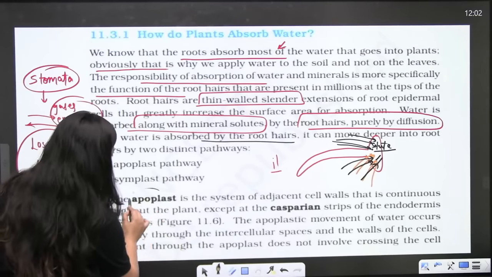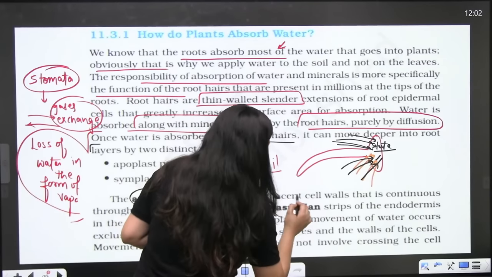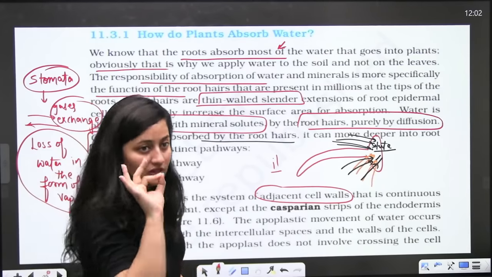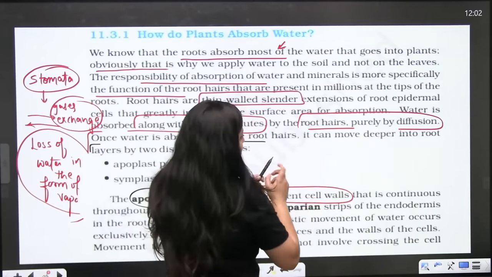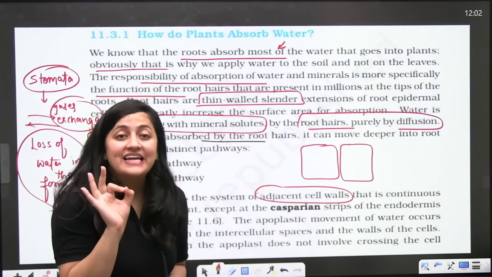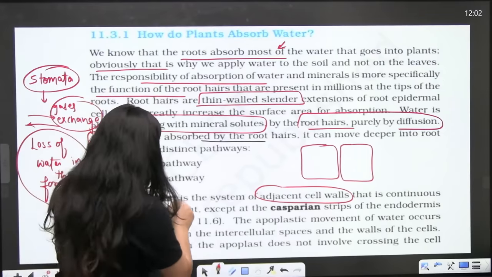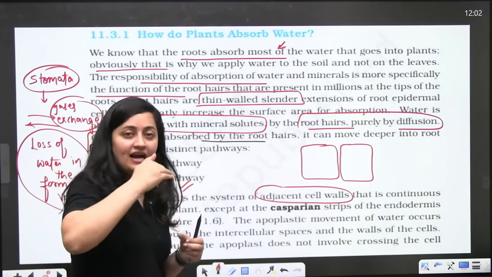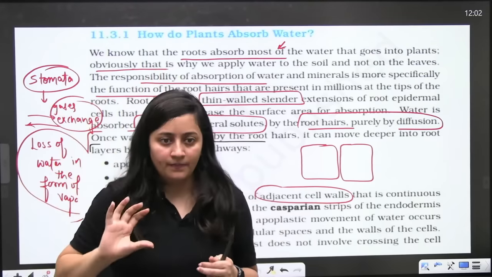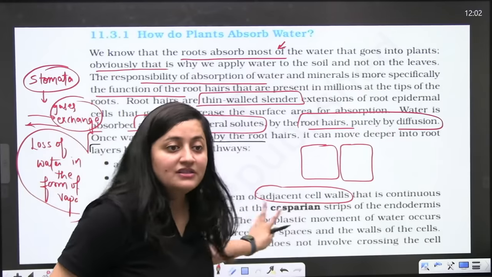When you talk about the apoplast, what is going to happen? It is the system of adjacent cell walls which are dead. Let's take the example of two cells here. In plants, you have the cell wall and secondary cell wall, and they are considered dead. So in the apoplast, water is moving through dead spaces, through intercellular spaces. This is what you need to remember.